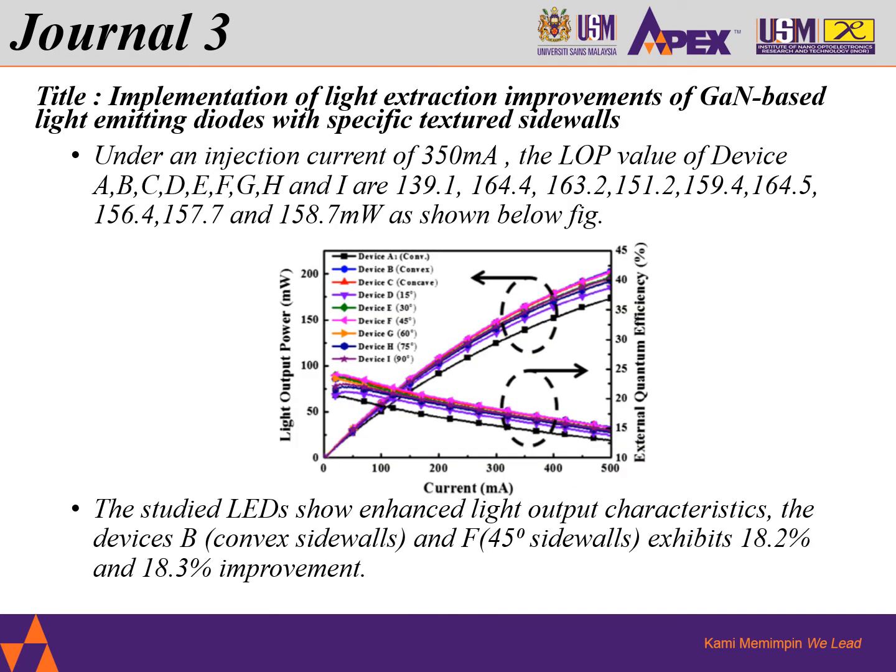Another characteristic performed is under injection current of 350 milliampere. The LOP value of device A until I is shown in the graph. The study of the LED shows enhanced light output power characteristic: device B with the convex sidewall and device F with the 45 degree sidewall achieve 18.2% and 18.3% improvement.